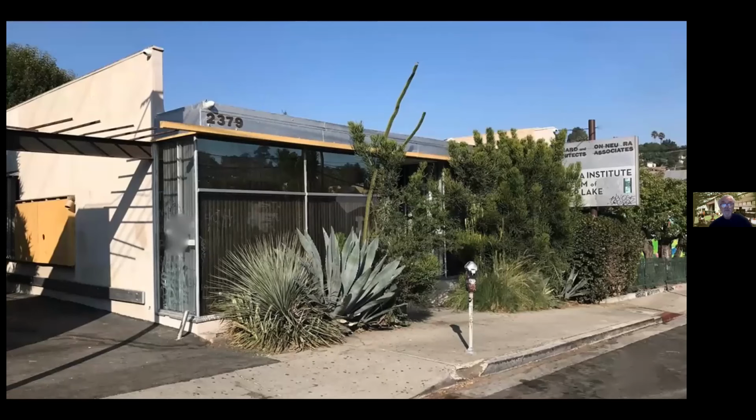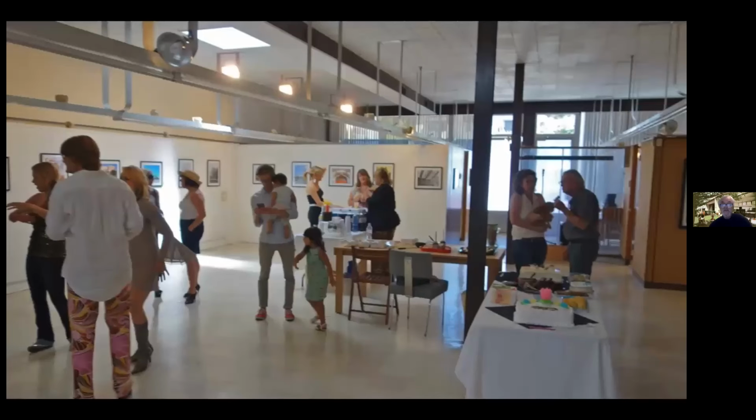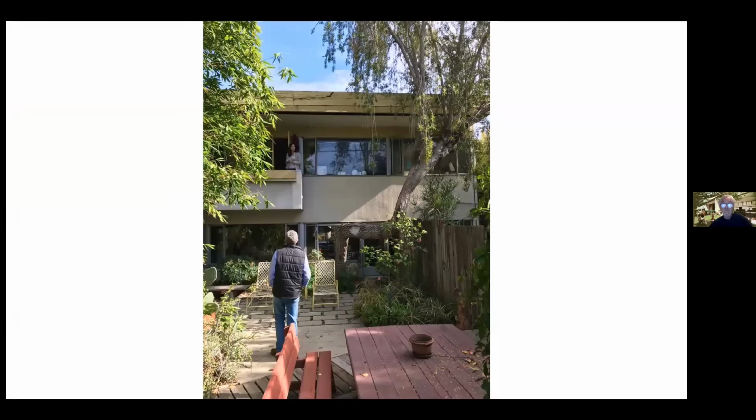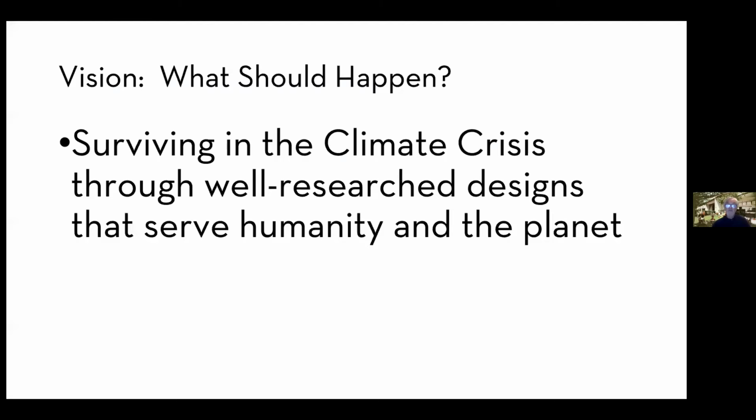Then the historic Neutra Alexander office and residences has what used to be a large drafting room that has been used as an art venue for the last few years. And in the back are these 2 spaces that have been used alternately as commercial spaces or apartments. So the Neutra Institute for Survival Through Design has inherited these 3 properties and a substantial number of stocks and bonds from my brother.